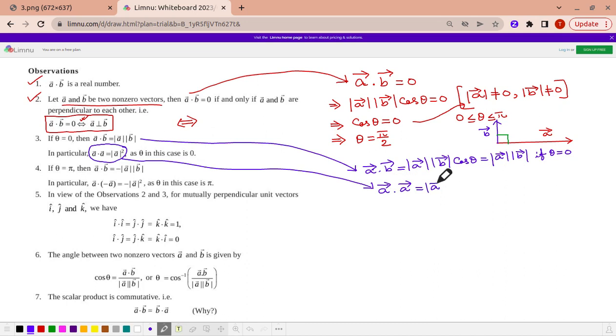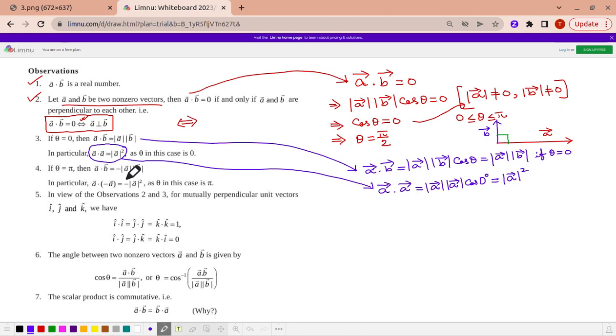It will be mod A into mod A into the cosine of the angle between the vectors A and A. A vector makes an angle 0 with itself, so obviously it will be cos 0. Let me write it down, cos 0 degree, or 0 radian, whatever. So that is equal to 1. So what we can say is that it is equal to mod A square. Correct? I hope you got it very clearly.